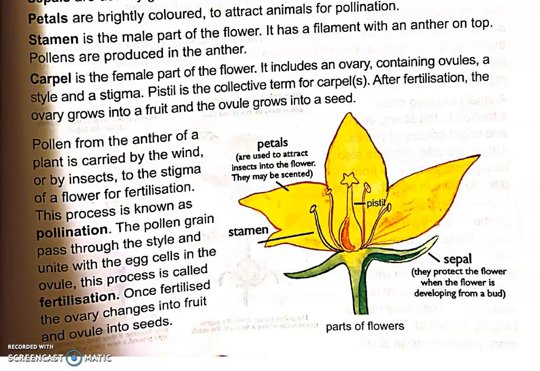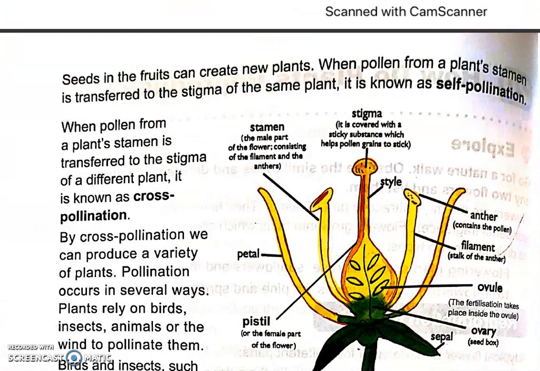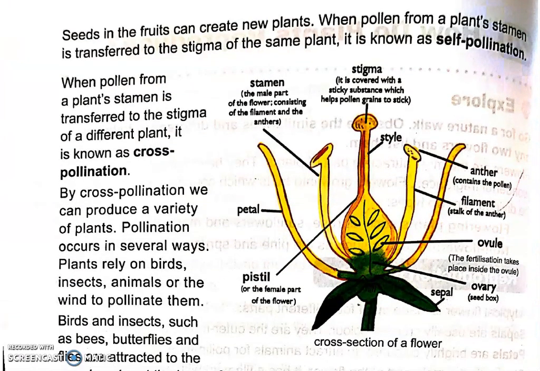The pollen grain passes through the style and unites with the egg cells in the ovule. This process is called fertilization. And once fertilized, the ovary changes into fruit and the ovule into seeds. So I've already told you, first it becomes a fruit and inside the fruit we can see seeds. So let me show this to you with an example. Now seeds in the fruits can create new plants. Of course we know, what do we do to grow new plants? We plant the seeds in the ground.